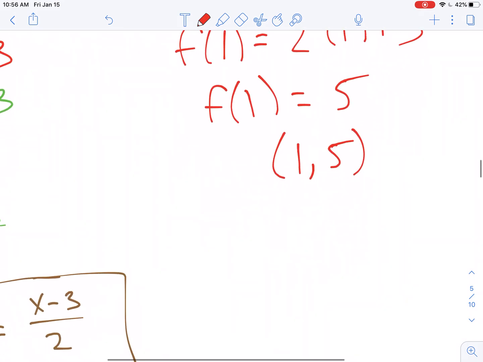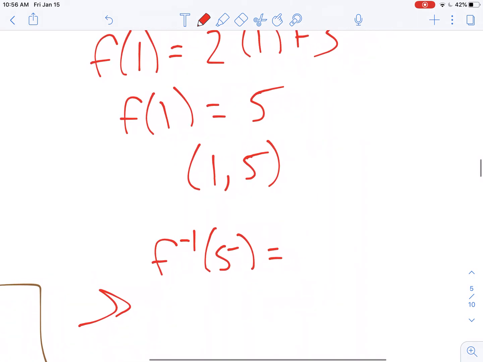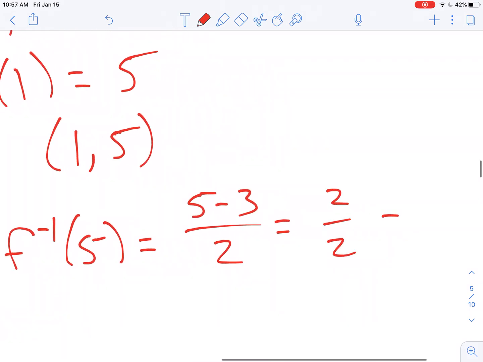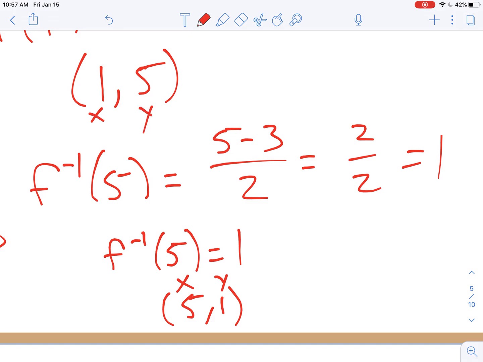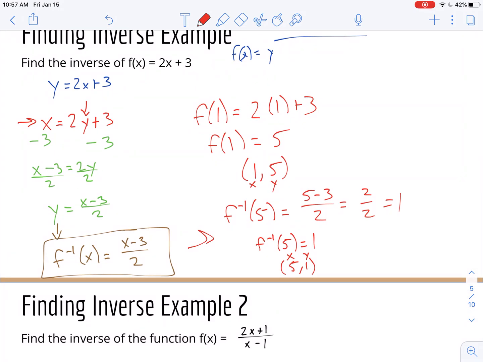So what I'm going to do to check my work is find the inverse of 5, and this should be equal to 1. Inverse of 5, so I've got 5 minus 3 over 2. That's equal to 2 over 2, which is equal to 1. So the inverse function of 5 is equal to 1, which is the point 5, 1. This is my x, this is my y, this is my x, this is my y. I switched my x's and y's for that point. So I just quickly plugged in a number just to see if it even makes sense. This is not the fullest check, but it does give me a brief hint.